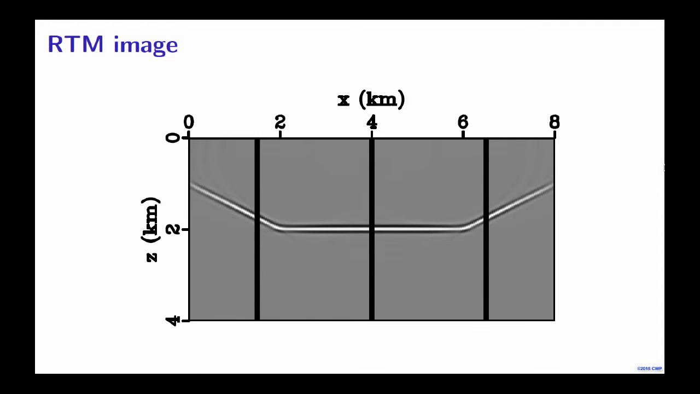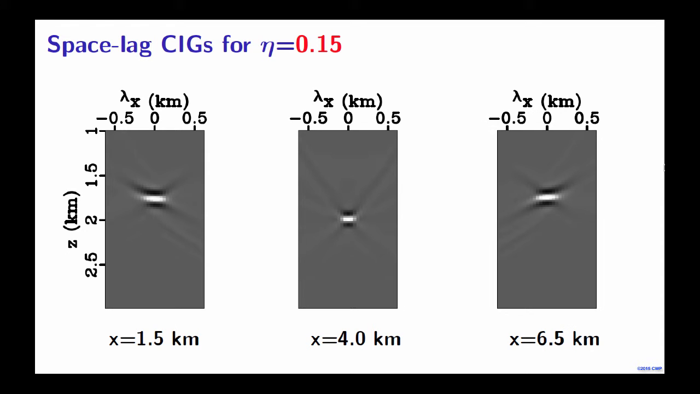And here, three vertical lines indicate the locations of the space-lag common image gathers. This is the order in which I am going to show you the CIGs. The horizontal coordinate will increase from left to right. First, let's have a look at the ones for the actual value of eta, which is marked in red. And for the rest of the presentation, if a value is marked in red, that means that's the actual value of this parameter.